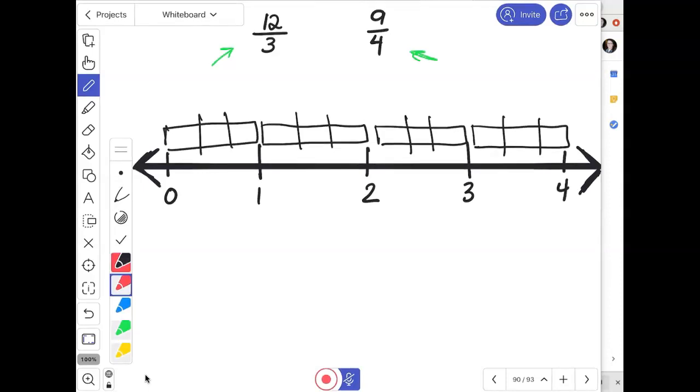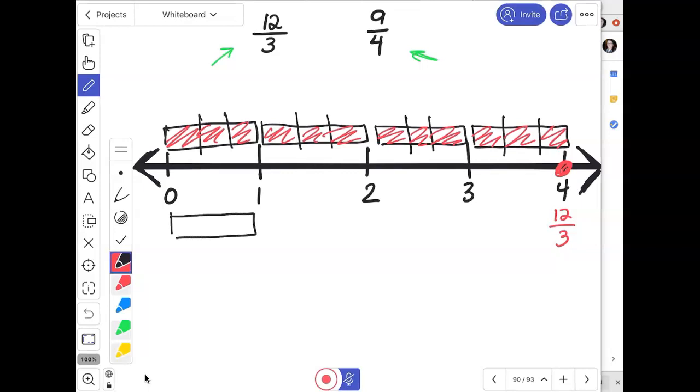And then I go ahead and shade 12 of them. 1, 2, 3, that's a whole. 4, 5, 6, that's another whole. 7, 8, 9, that's another whole. 10, 11, 12. So 12/3 is the same thing as 4. Okay, now on the bottom I'm doing the exact same thing, except instead of breaking my boxes or my wholes into thirds, I'm breaking them into fourths.